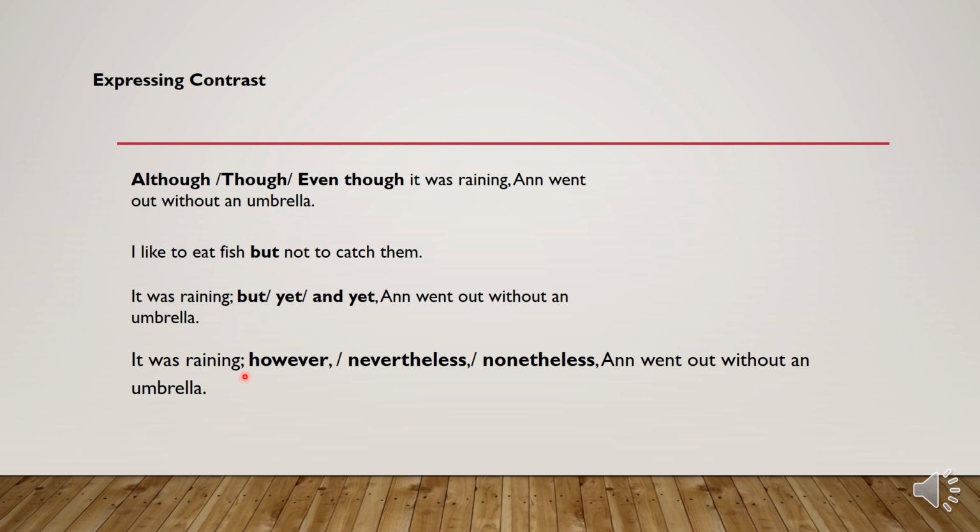So if you use a semicolon, if it's the same idea, you can use a semicolon and the linking word, and then a comma after. It was raining; however, I went out without an umbrella. Despite the rain, we said already that despite and in spite of plus noun: in spite of the rain, comma, I went out without an umbrella.